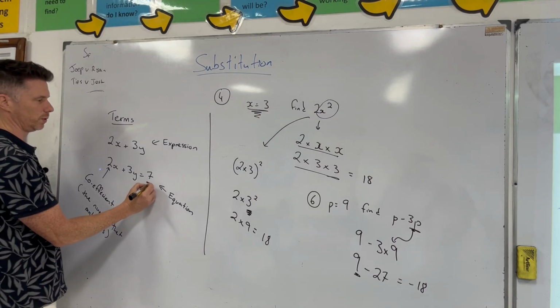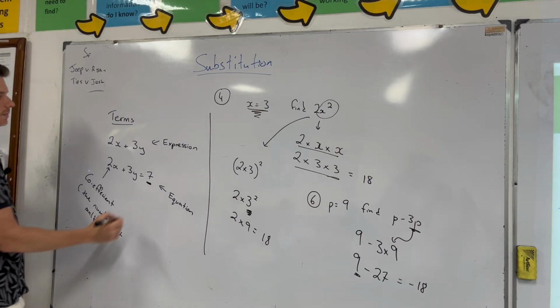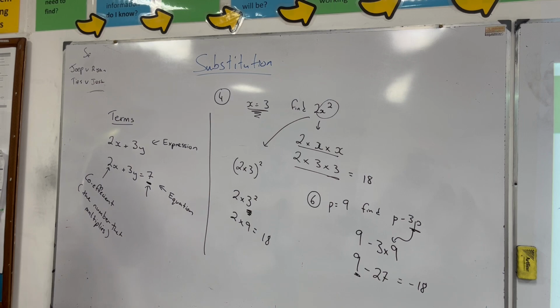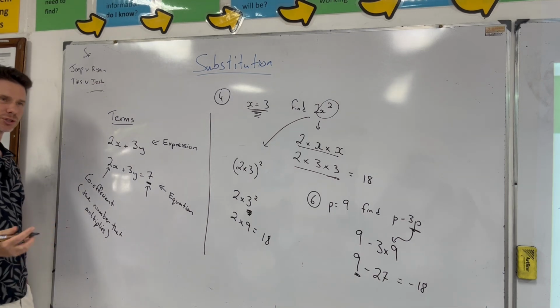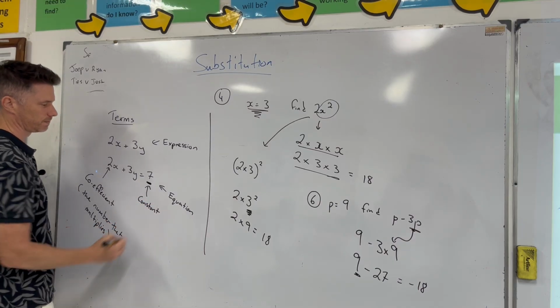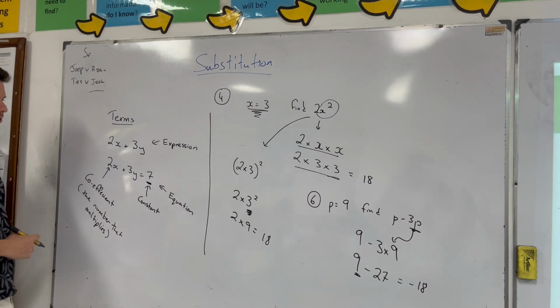This number with no letter with it has a special name as well. The number with no letter with it, when I substitute in, never changes. It will always be 7. If it doesn't change, it is something that's called a constant. It never changes. So a number without a letter with it is called a constant.